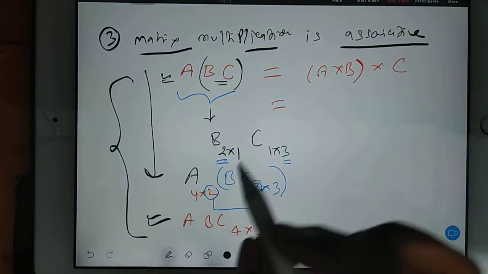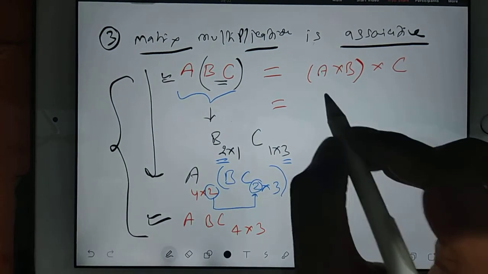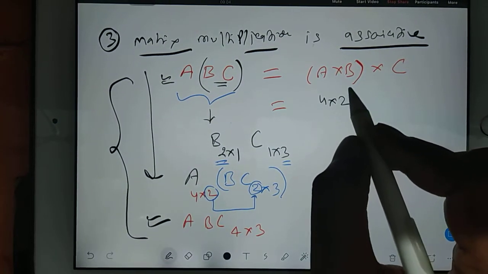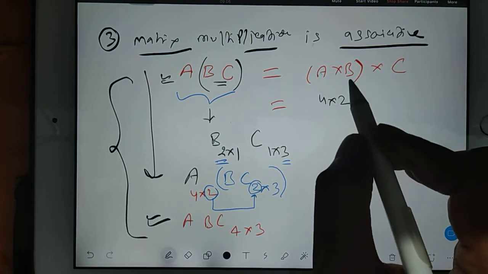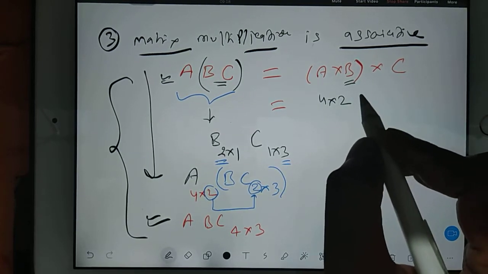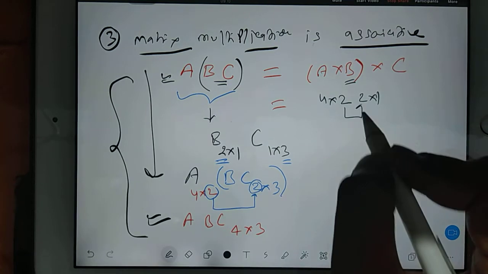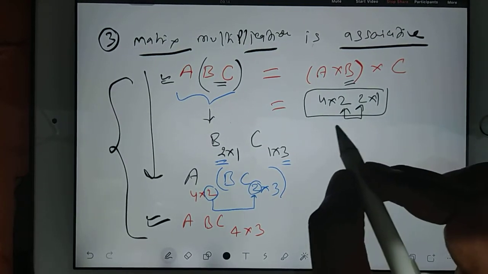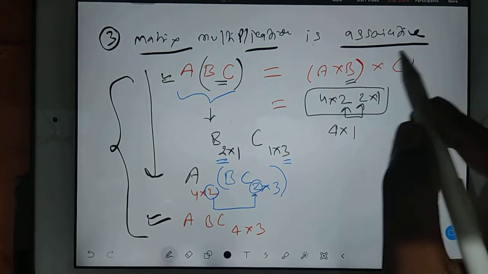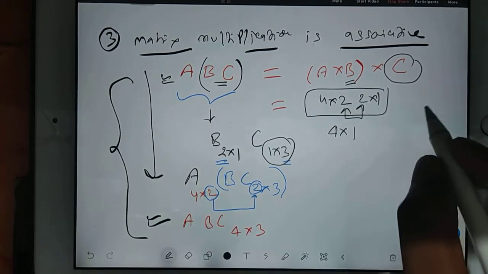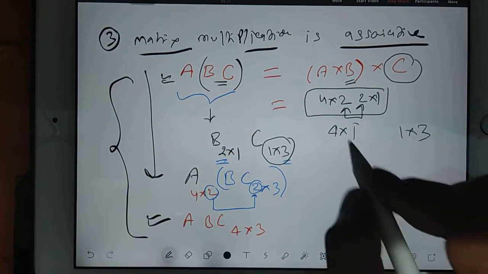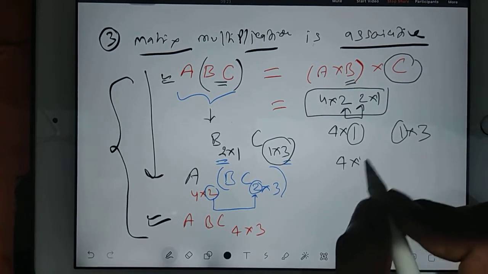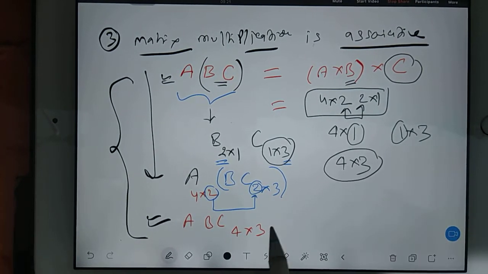So what was the order of A? Order of A was 4 into 2. So order 4 into 2 I am multiplying with which order? B. Sorry, what was B? B's order was 2 into 1. So this 2 and this 2 are matching. If you multiply these two, the final order will be the remaining 4 into 1. Now what is the order of C? Order of C I have taken 1 into 3. So you can see this one and this one are again the same. So the final answer will come in which order? 4 into 3. So here also 4 into 3.